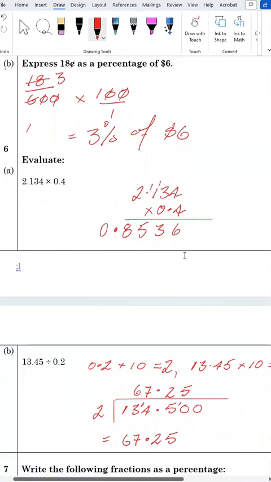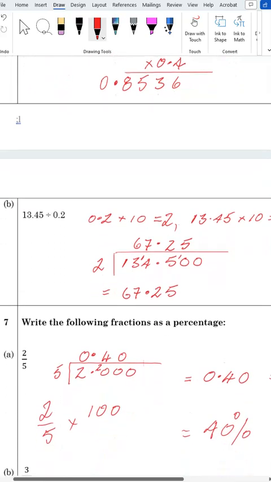Evaluate, you just multiply it, and you've got 1, 2, 3, 4 decimal places in the question. So you must have 4 in the answer, right? So when you multiply it out, you get 0.85, oh, we don't get 0.8536. Then you come across 1, 2, 3, 4, put your decimal point, which is fixed last, and it becomes 0.8536.